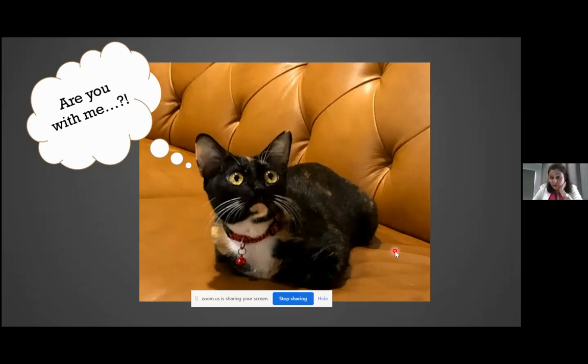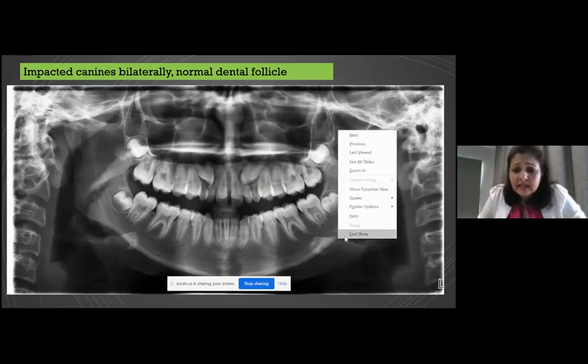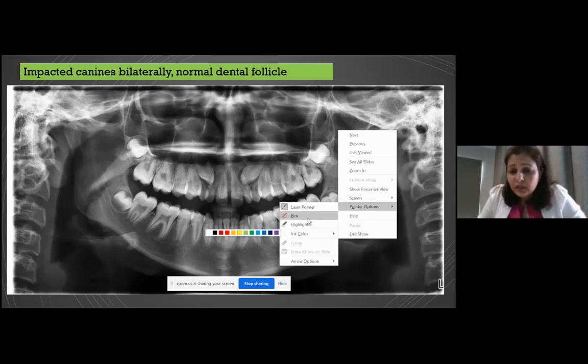So moving on, we are actually looking at impacted teeth. Right. So, impacted canines bilaterally and having a normal dental follicle. When we're looking at impacted teeth, the most important area to look at is the crown of the tooth and the follicle around the crown. Now, in radiology, there is a rule that if this space is greater than, let me just write it down for you.